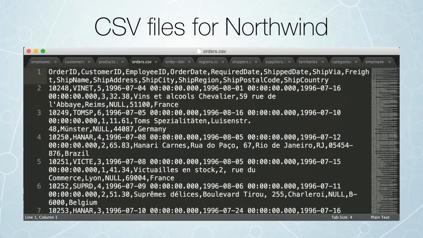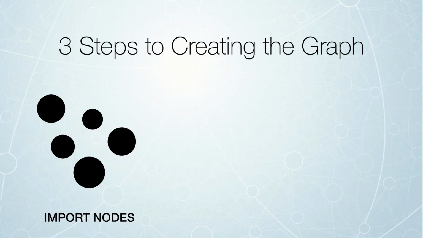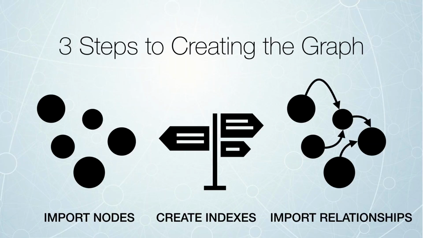You have CSV files that represent essentially each of the tables in the relational database. They look something like this. In this case, the first line in this file represents the headers, and then each additional line represents a single bit of data. In this case, I'm looking at the orders table. Each line represents an order. With creating your graph, you import the nodes from the CSV file. You create indexes for that initial lookup to find the starting points in the graph that we're going to traverse from, and then you can import your relationships.